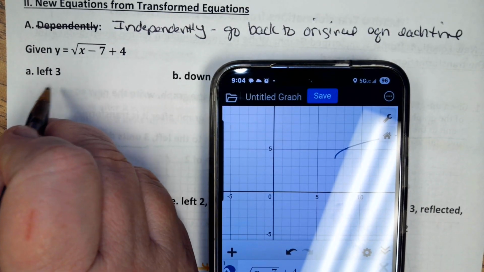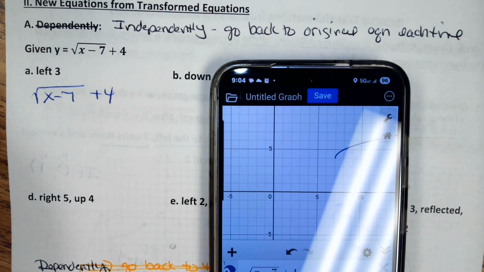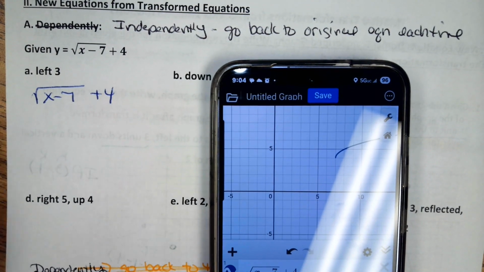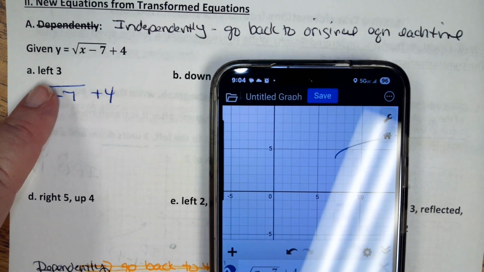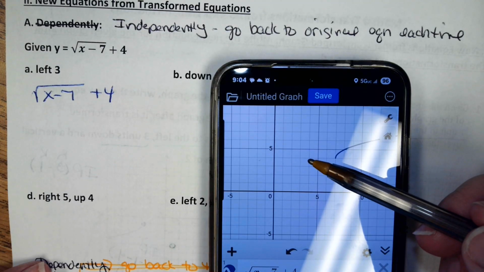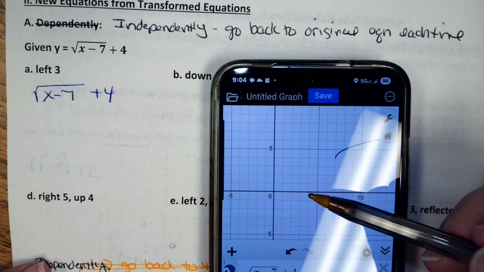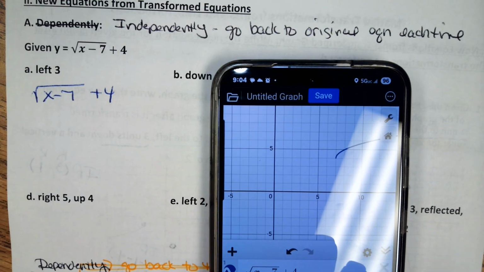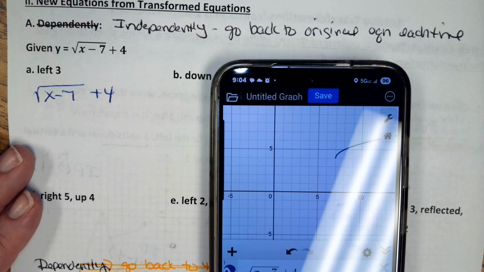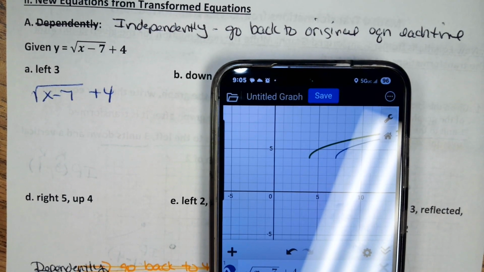All right, so what we're going to do here is we're going to write our equation. We've got the square root of x minus 7 plus 4. And we want to be able to figure out how to work this algebraically. So they want us to move this simply to the left 3. So we're going to take this and move it to the left 3. 1, 2, 3. What is our new h value? 4. So we got the square root of x minus 4 plus 7. No, not plus 7, plus 4. So nothing changed other than we just shifted it over to the left.